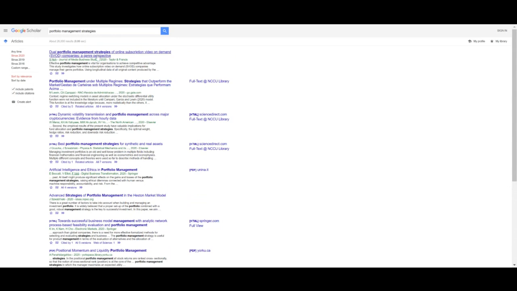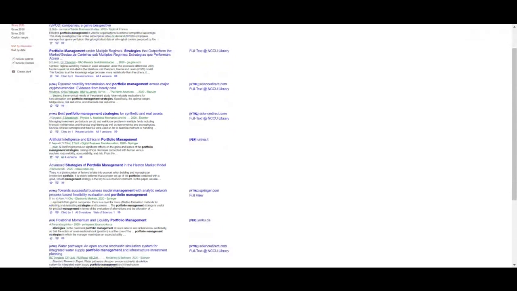You have dual portfolio management strategies for online subscription, synthetic and real assets, artificial intelligence and ethics, advanced strategies. So you have all these different options. So let's just look at one by default. Let's just pick one. Look at the ones that you have here and pick one that you want us to look and see at least what they have talked about.